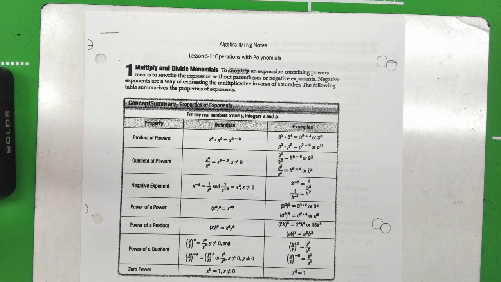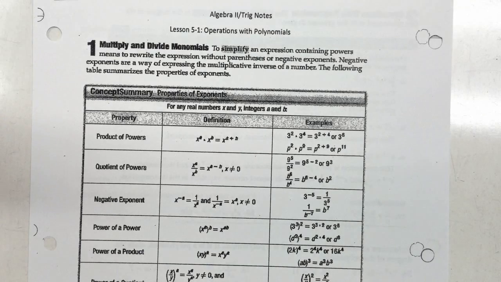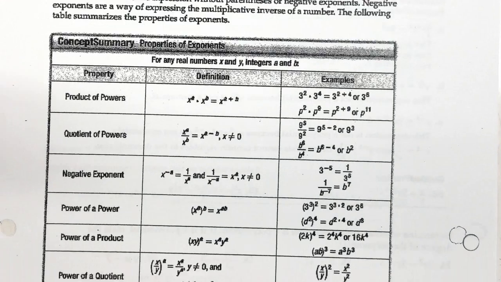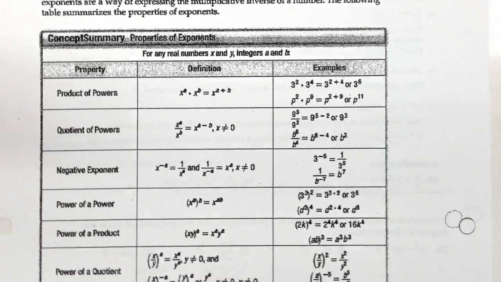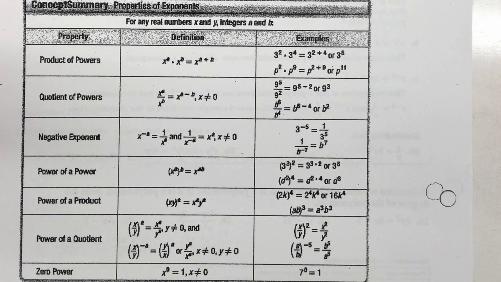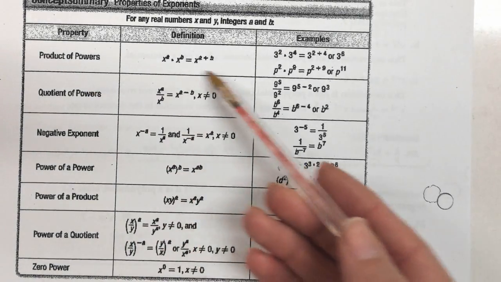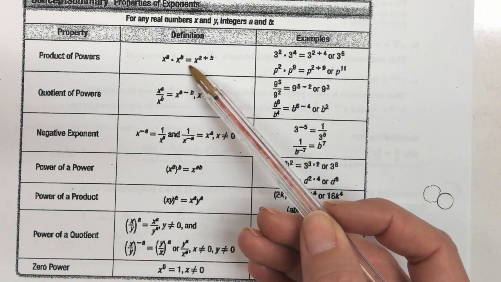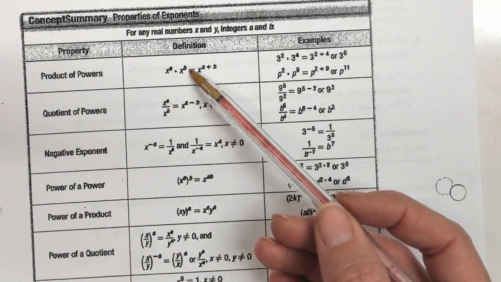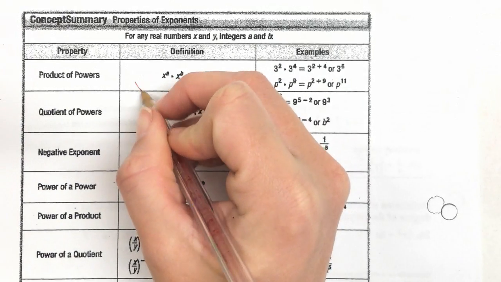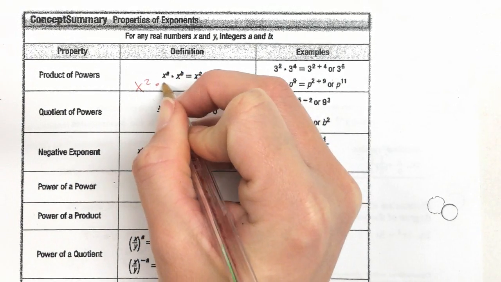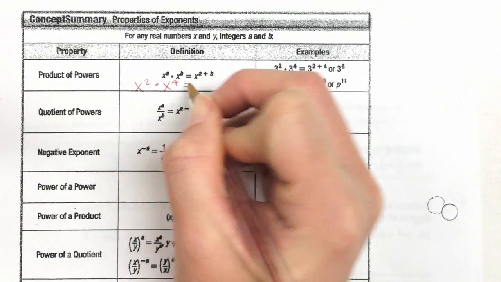Okay, so we're going to be dealing with operations with polynomials, and I made this chart for you just to remember the laws of exponents, really. You have the product of powers, meaning that if you have two things with the same base and different exponents, you just add their exponents. So I want you to write an example down at the bottom: x squared times x to the fourth power.